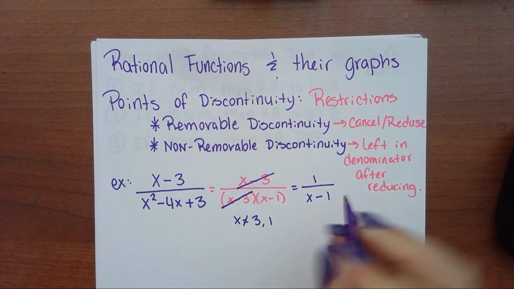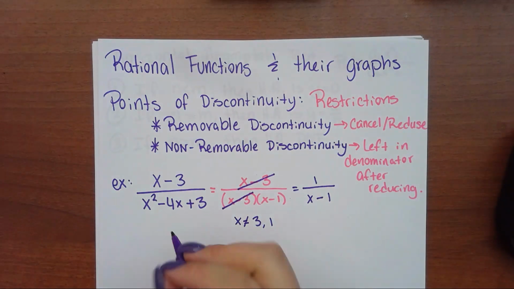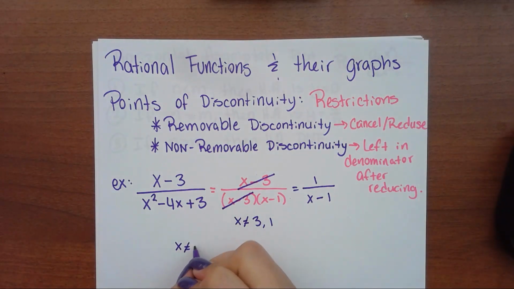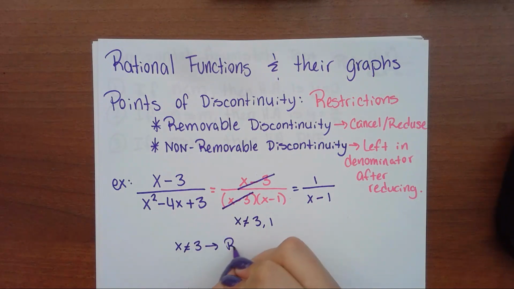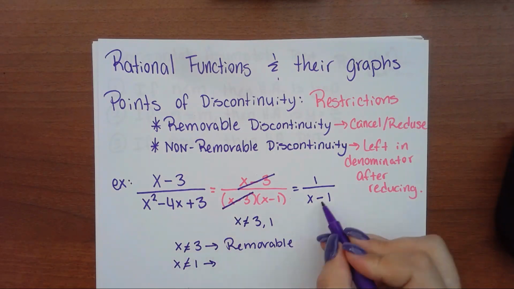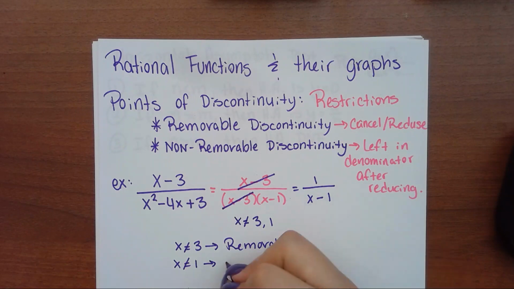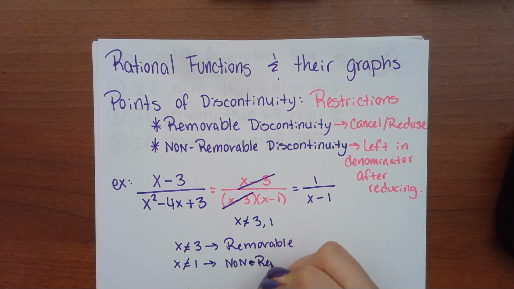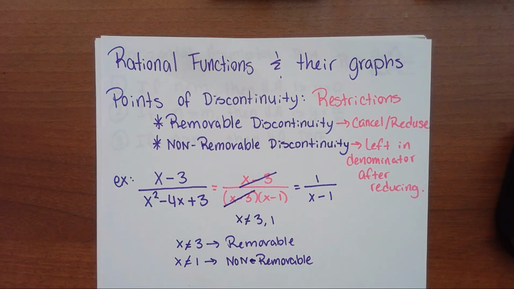Now, the removable discontinuity is the one that can be canceled. The non-removable is the one that is not canceled. So 1 is not canceled, and so that would be considered non-removable discontinuity. So that's how you determine the difference between two types of discontinuity.